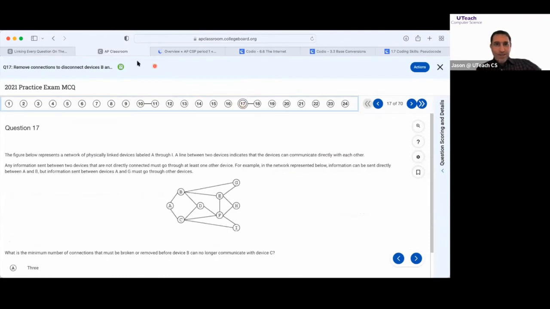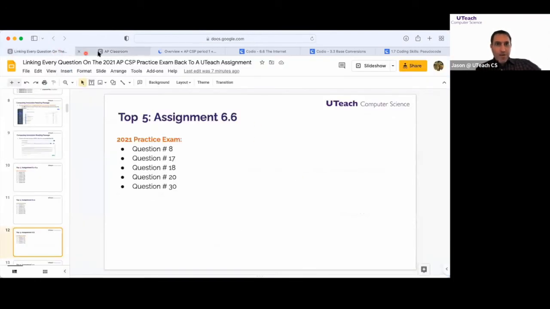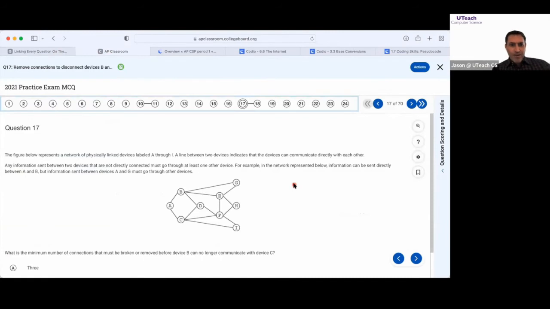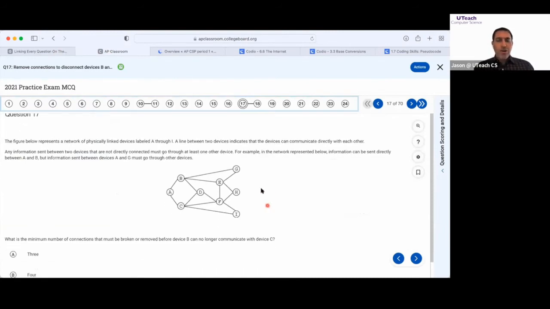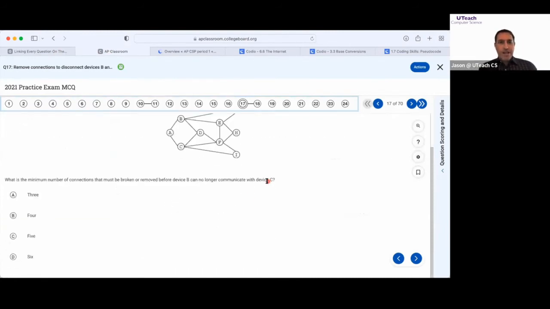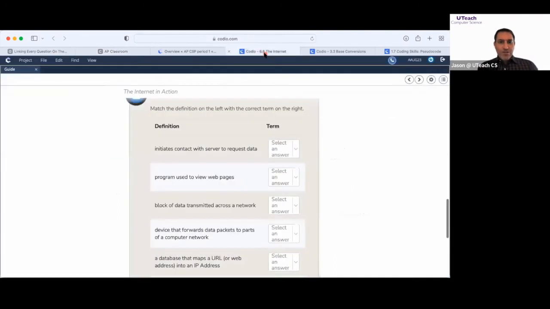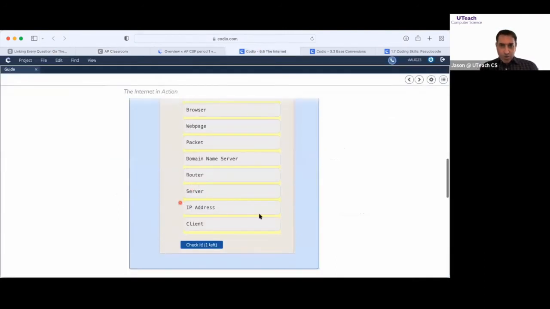Question 17 over here. And question 18, they're linked together. All right. So both of these are talking about networking information, how that works. That's all being tested in this question right over here. If your students can put that in order, then they'll be fine to do these questions in the AP classroom.